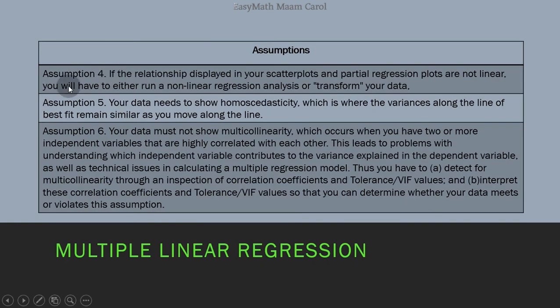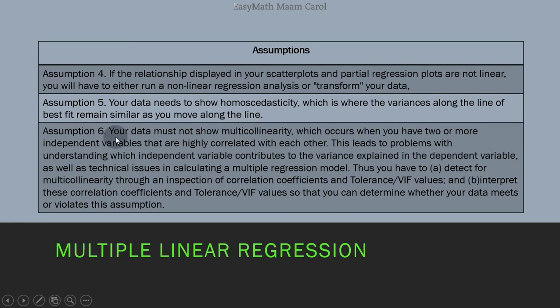In continuation with assumption 4, if the relationship displayed in your scatter plots and partial regression plots are not linear, you will have to run a non-linear regression analysis or transform your data as mentioned previously. And in assumption 5, your data needs to show homoscedasticity, which is where the variances along the line of best fit remain similar as you move along the line.